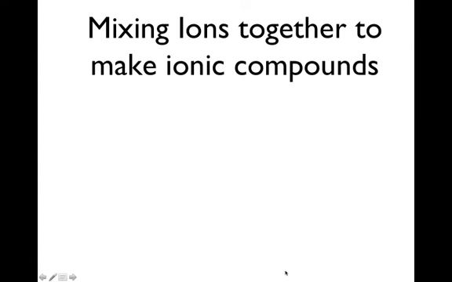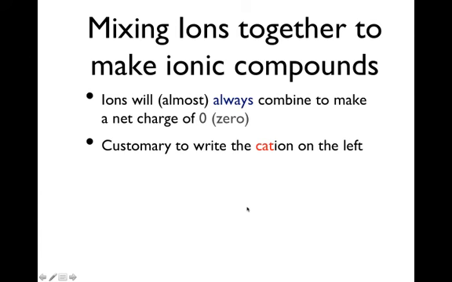So another thing that I want to point out is what happens when you mix ions together to make ionic compounds. The most important rule to remember is this: the ions will pretty much always, as far as we're concerned, I put "almost" here as a little bit of a hedge, but as far as we're concerned, ions will always combine, they'll always attach to each other to neutralize each other, to make a net electrical charge of 0. And in general, it's customary to write the cation on the left side of the molecular formula.